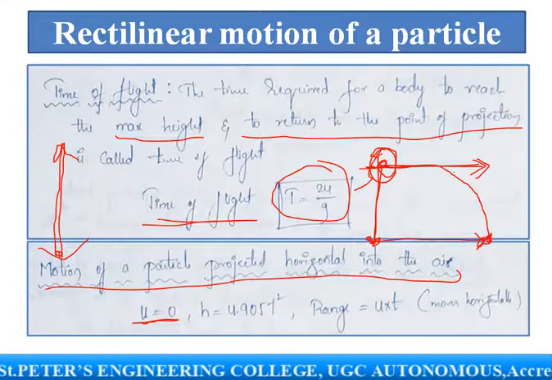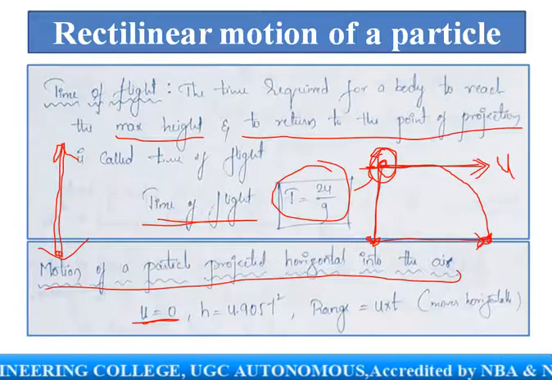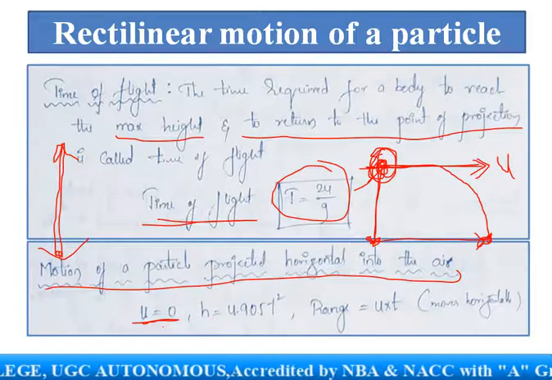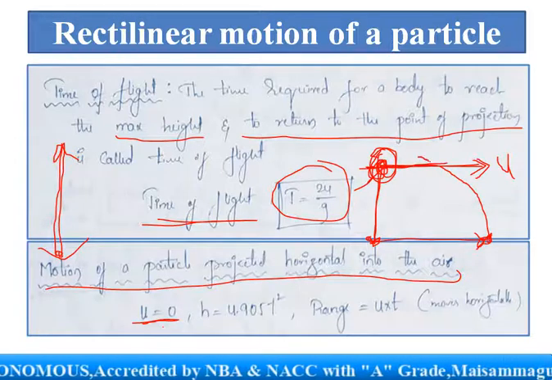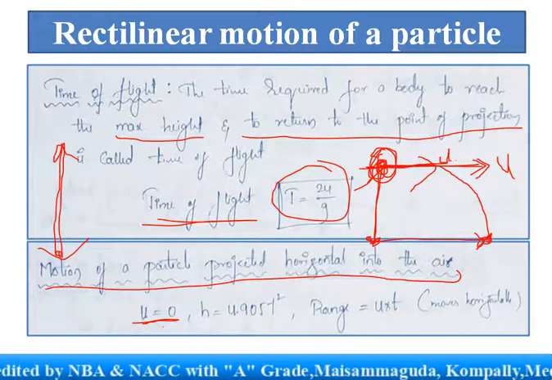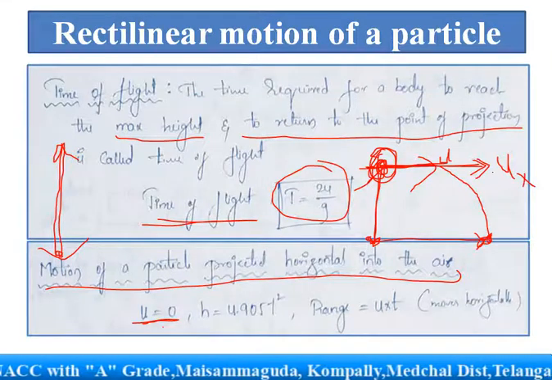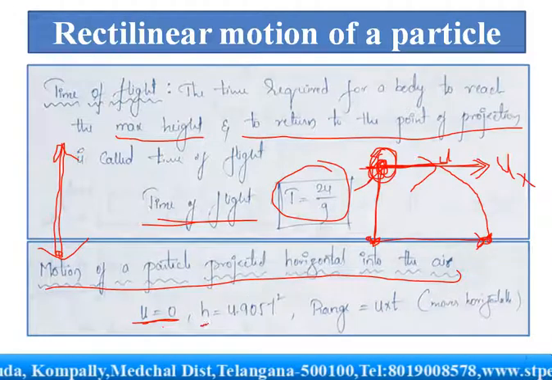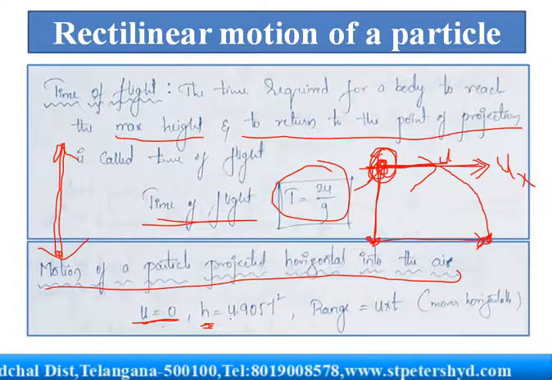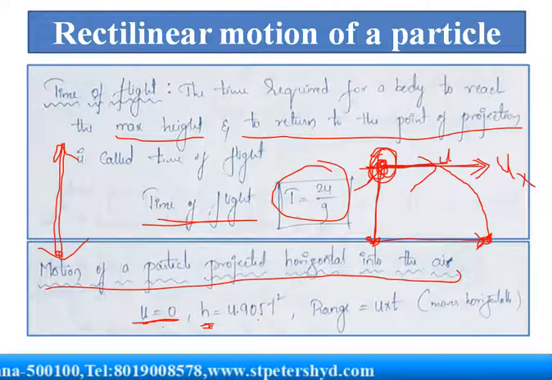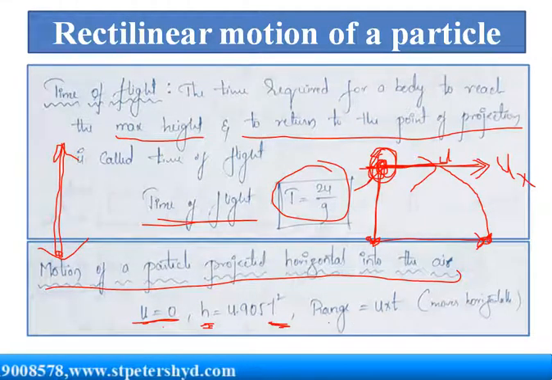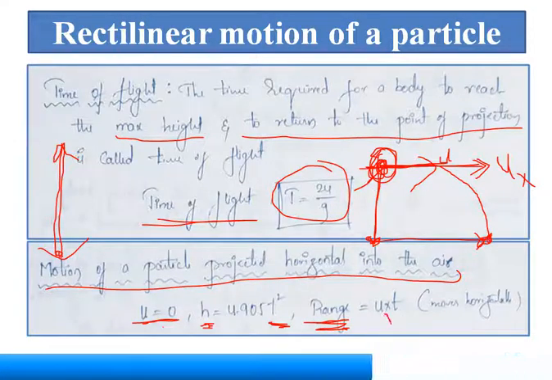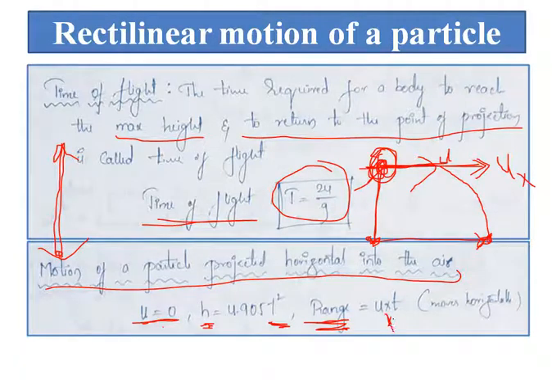When you're throwing with some velocity, you have the horizontal velocity u x. Now the maximum height it reached we can calculate by 4.9 t square, where t is the time, and the next one is range. The range is calculated as u x into t.